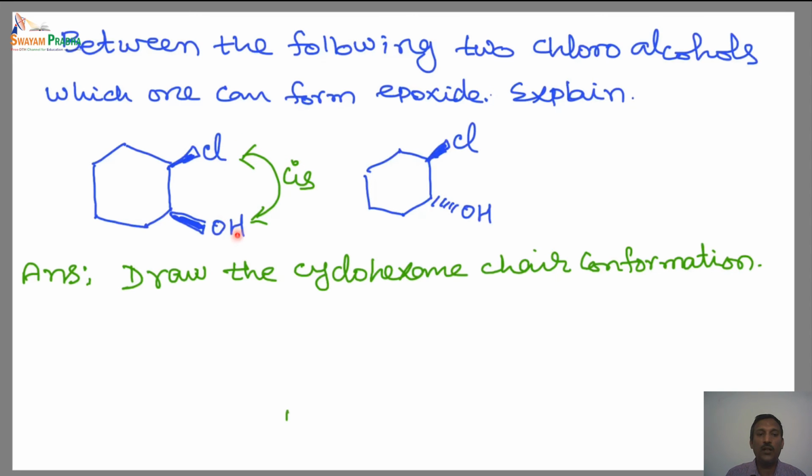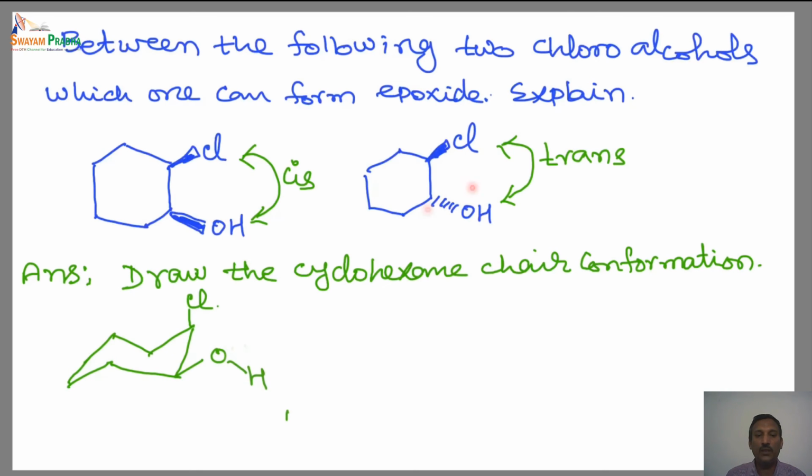These two, chlorine and the hydroxyl, are present in the cis orientation, and in this compound the chlorine and hydroxyl are present in the trans orientation. That is, this is pointing upwards, this is pointing downwards. So that means they are in the opposite direction, or the trans orientation. So if we draw the cyclohexane chair conformation for these two compounds, the chlorine is pointing upwards, the hydroxyl is in the equatorial position, this is in the axial position. So this is pointing upwards, this is also pointing upwards.